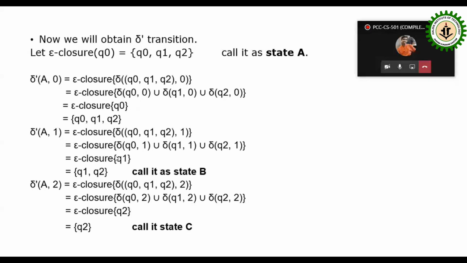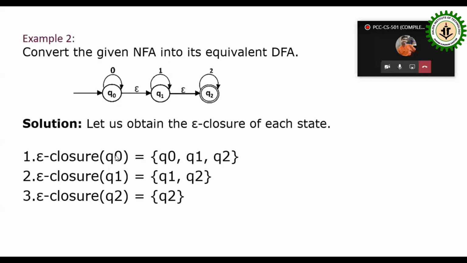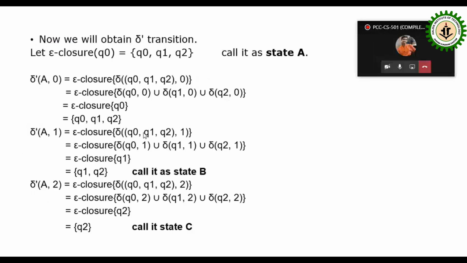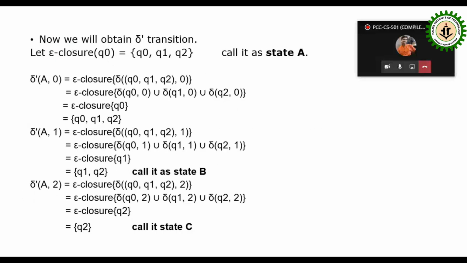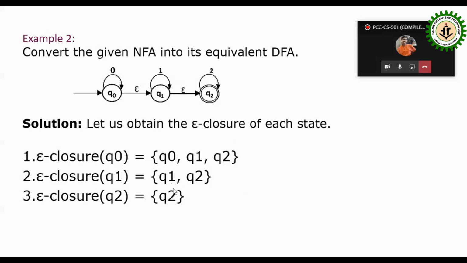Now for 1 input, from Q0, Q1 and Q2, where are you reaching? For 1 input from Q1, you are reaching Q1 and also you can reach Q2. So the epsilon closure of Q1 should be Q1, Q2. That is state B. And for 2 input, again we are finding the epsilon closure of Q2. The epsilon closure of Q2 means Q2 only. So that is state C.